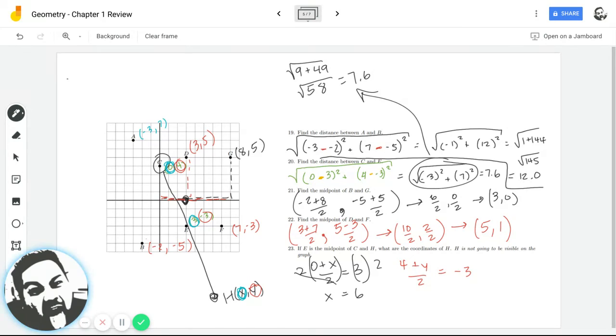X equals 6, sorry, what am I saying? X equals 6. Do the same thing on the other equation. We multiply by 2 to get rid of the fraction, and this gives us 4 plus y is equal to negative 6. We take away another 4, and this gives us y equals negative 10. That means this point is 6 comma negative 10, which is 6 spaces this way and 10 spaces this way. Seems appropriate, seems like it makes sense. So our answer for question 23 is 6, negative 10.